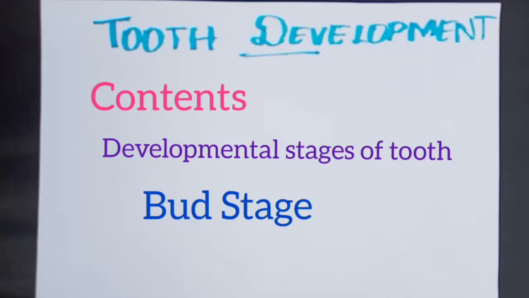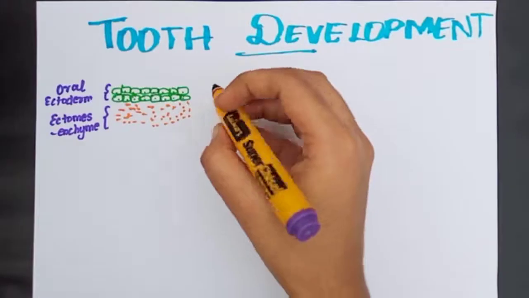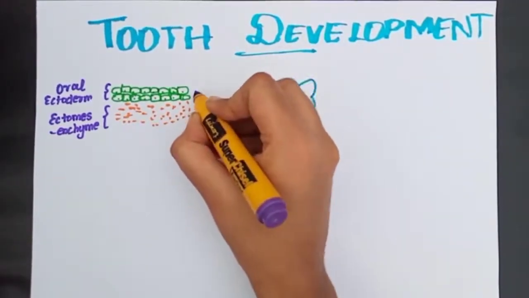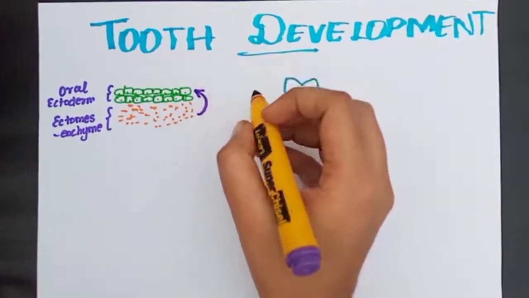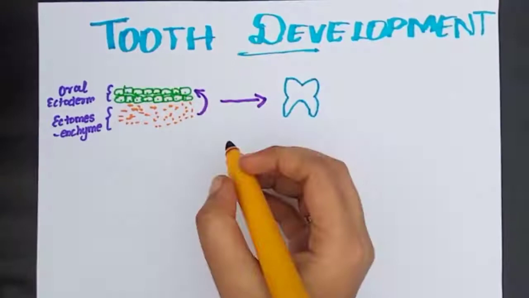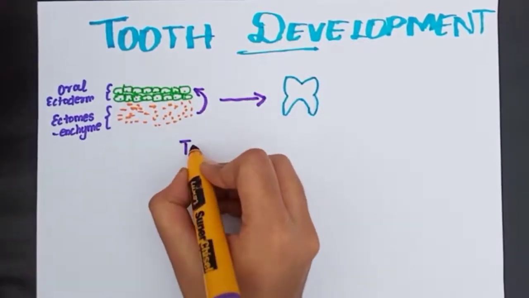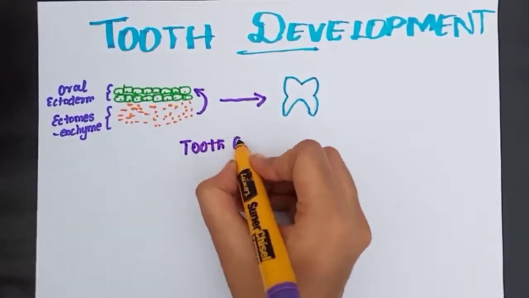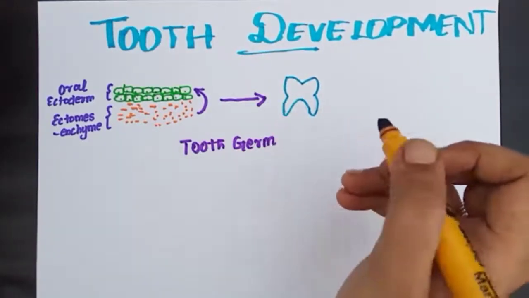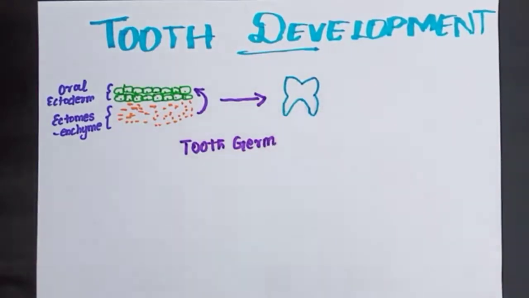Before we get into the topic, let's get cleared with some terminologies. Firstly, we should know that a tooth is completely developed from the interaction of ectomesenchymal cells and the ectodermal cells. A tooth germ is something from which the tooth develops. That is, a complete tooth is going to be formed from this tooth germ.